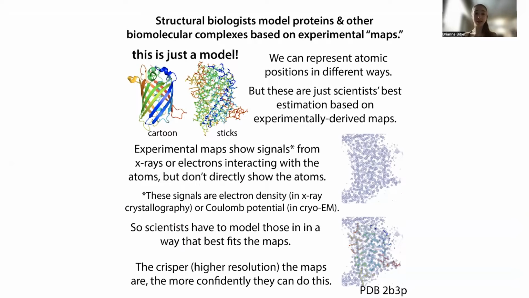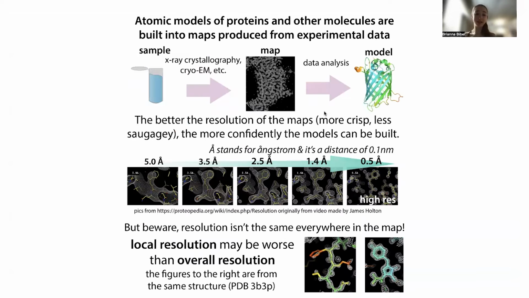But the basic thing you need to realize is that you're not directly getting these models. You're getting some sort of evidence of the location of these atoms, but then you have to actually place those atoms into the model. And the better your map is, the easier you can do this. This is where the idea of resolution comes in. Basically, the higher the resolution, the tighter the map. And higher resolution corresponds to lower numbers.